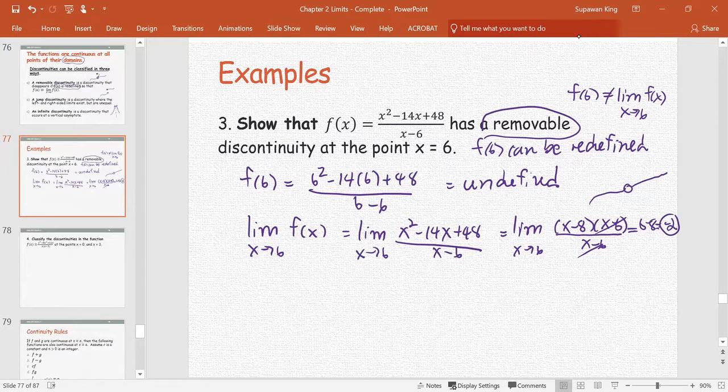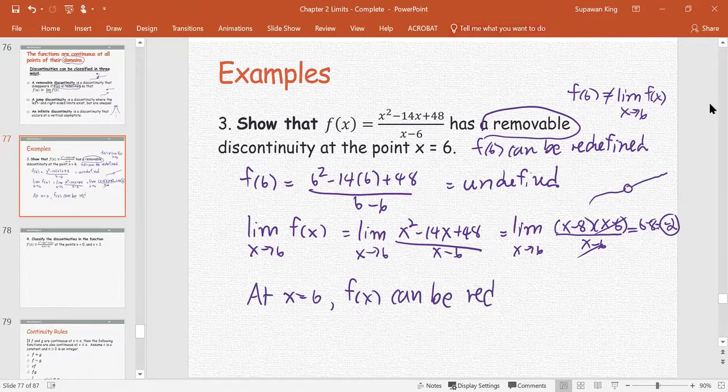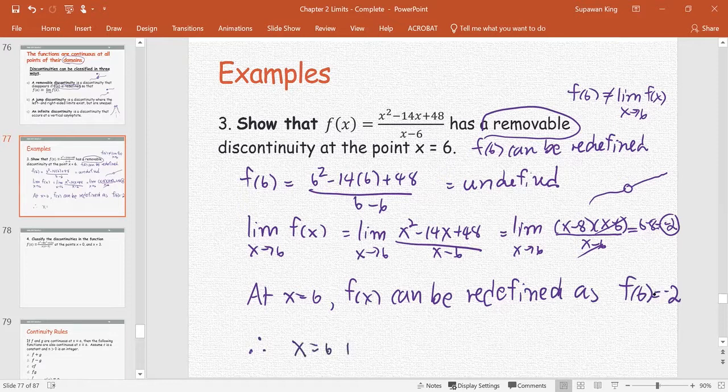So we're going to fill in the hole by redefining the function. At x equals 6, f of x can be redefined as f of 6 equals negative 2. So now the hole is filled. And we call x equals 6 a removable discontinuity.